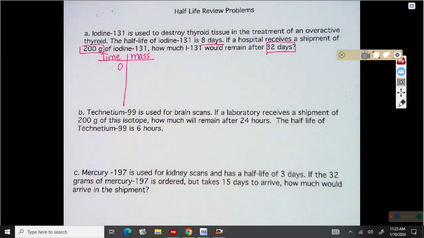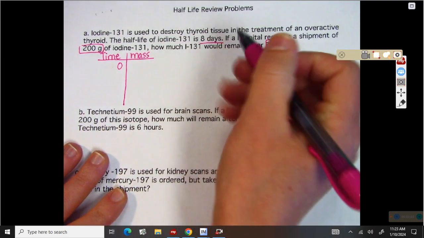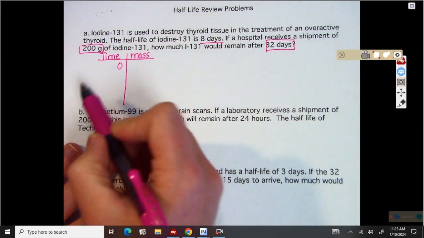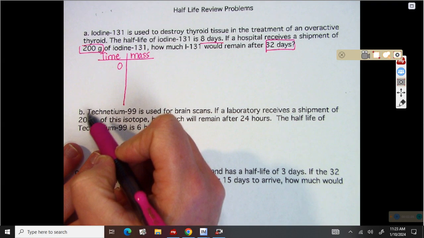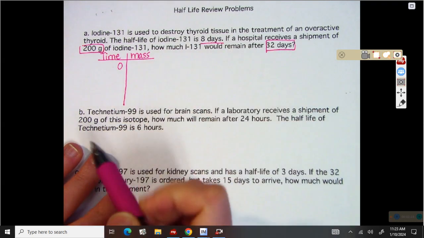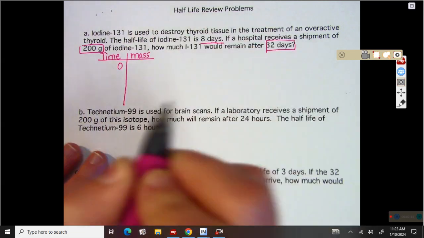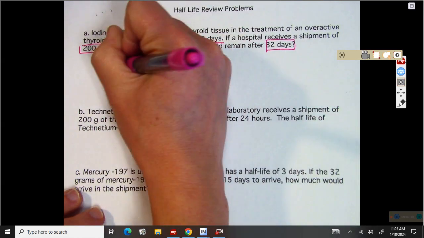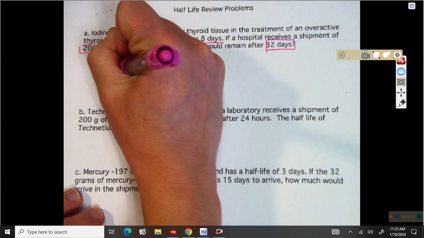And you always know the starting and ending on one side. Here we know our half-life and our ending time. Now for the half-life, what we need to do is count by our half-life to get to our ending time. So if our half-life is 8 days, every 8 days, half of our sample decays. So our half-life is 8 days, we're going to go to 32 days.